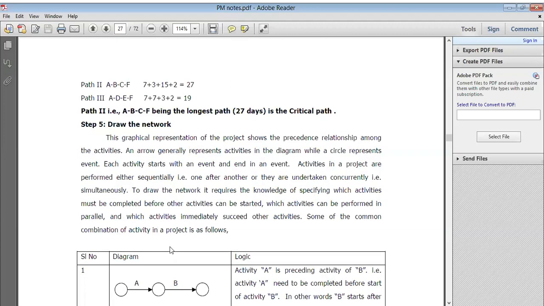So here all are the path 2 because it will take 27 days, and whatever path has more days is the critical path. It means it's a very small project, and you will take 27 days to complete that project, right? So that is how we elaborate and interpret it.